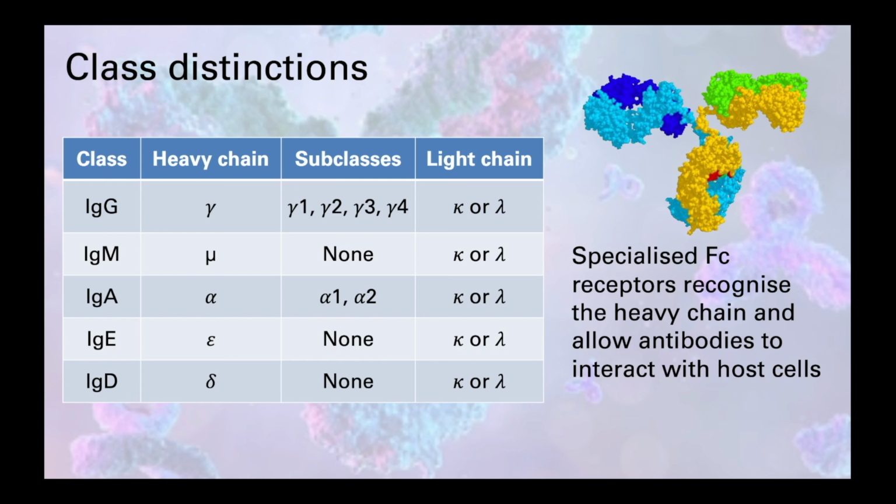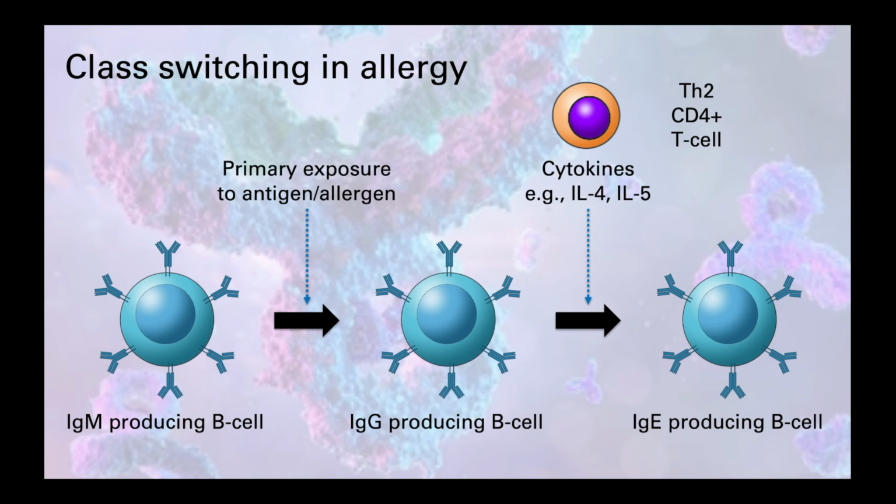We have already briefly touched on the fact that some classes have different subunits that provide further diversification or effector function, for example IgG. And we have receptors that are expressed on the surface of cells that can recognize these different constant regions. If we return to our example of allergy, then on first encounter with a potential allergen, our naive B cells that are producing IgM will class switch to produce IgG, and many people have IgG antibodies to common allergens, so pollen, animal dander, dust mites, etc. But they are not allergic.